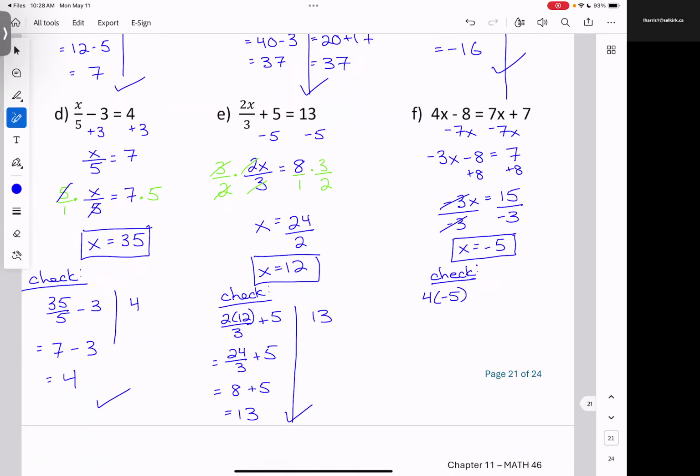So on the left, we have 4 times negative 5 minus 8. And on the right, we have 7 times negative 5 plus 7. So we've got negative 20 minus 8 is negative 28. And hopefully we get the same thing on the right. So we've got negative 35 plus 7, which, yes, is negative 28. So we know we did it correctly.